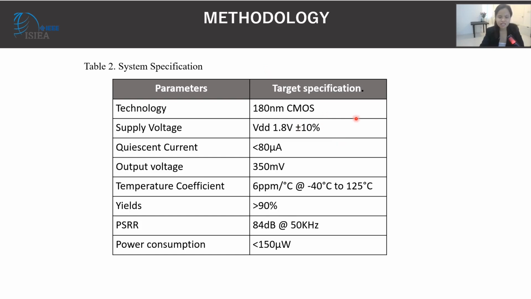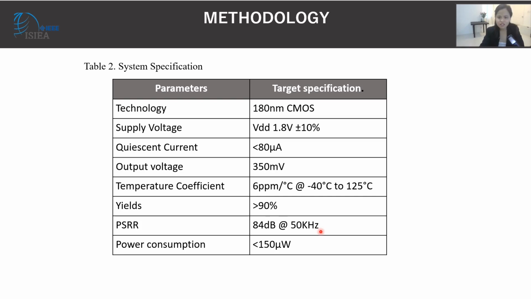The design used a 180 nanometer CMOS process, and the supply voltage is 1.8 plus or minus 10%, and the output voltage is 350 millivolts, to be applied in portable applications, medical devices, and wireless sensor node applications. And the quiescent current is 80 microamperes for power scarce environments, and the temperature coefficient, which tells how dependent the voltage reference is on temperature variation, is set to be 6 parts per million per degree Celsius, ranging from -40 to 125 degrees Celsius.